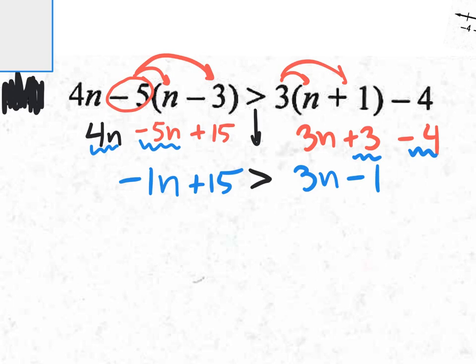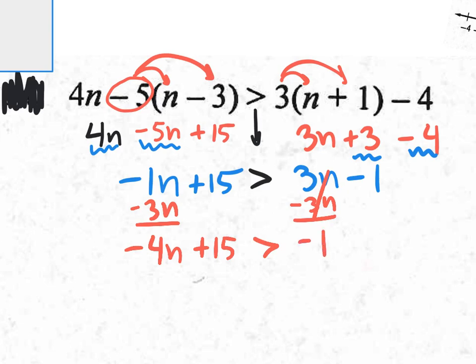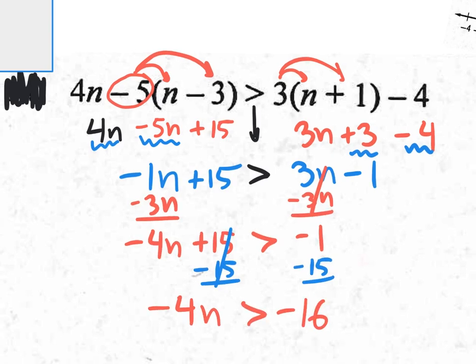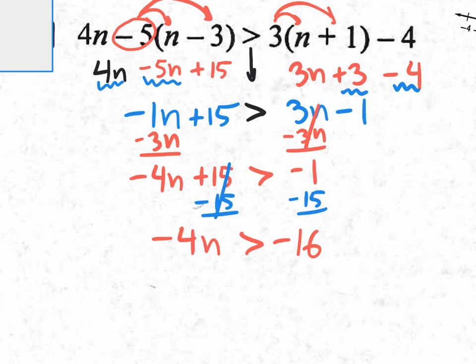And I always say put the variable on the left side. It'll be easier. So if you subtract 3n and subtract 3n, you will have negative 4n plus 15 is greater than negative 1. Continue solving. We're going to get rid of that plus 15 by doing the opposite. Minus 15, minus 15. We have negative 4n is greater than negative 16. What now? Flip the sign. Divide by negative 4, divide by negative 4. Since we're dividing by a negative, that's the only time the inequality flips. n is less than positive 4.